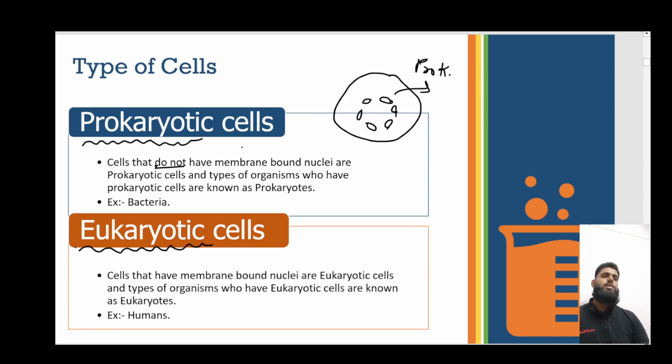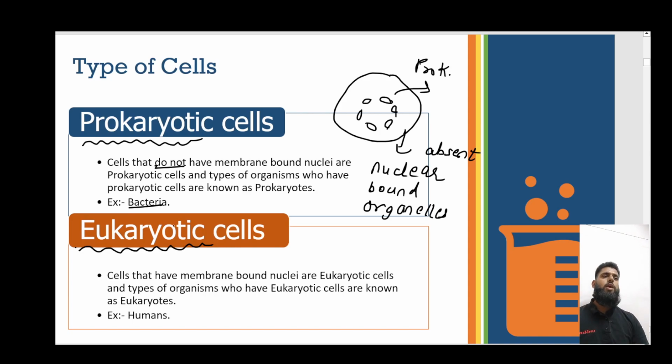Organisms who have prokaryotic cells are known as prokaryotes. Example, bacteria. So bacteria are prokaryotic cells which do not have a proper nuclear membrane. If they do not have a nuclear membrane, they do not contain membrane bound organelles. They are also absent. Okay, absent.